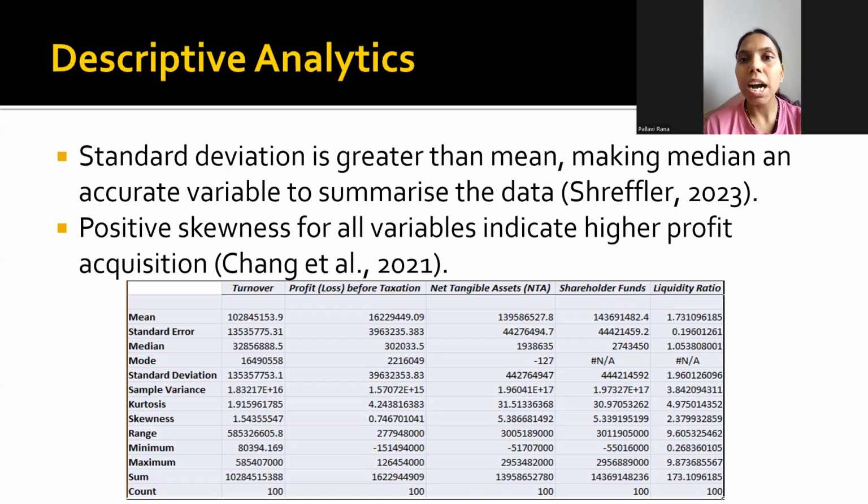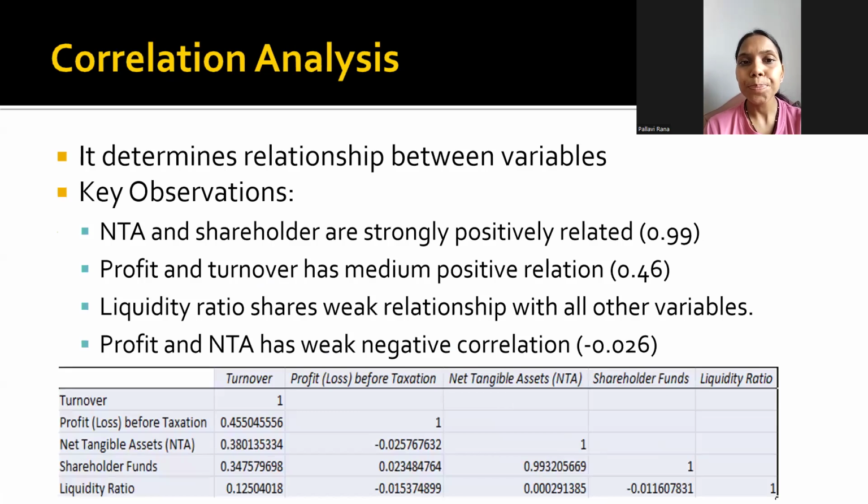Moving on to the next slide, I have given a correlation analysis. Let me first tell you what correlation analysis is. Correlation analysis helps in determining the logical relationship between the variables. I can say the highest value of correlation coefficient is between NTA and shareholder funds, which is 0.99 in the same data which I've given on the same slide, indicating that both the variables show almost similar patterns.